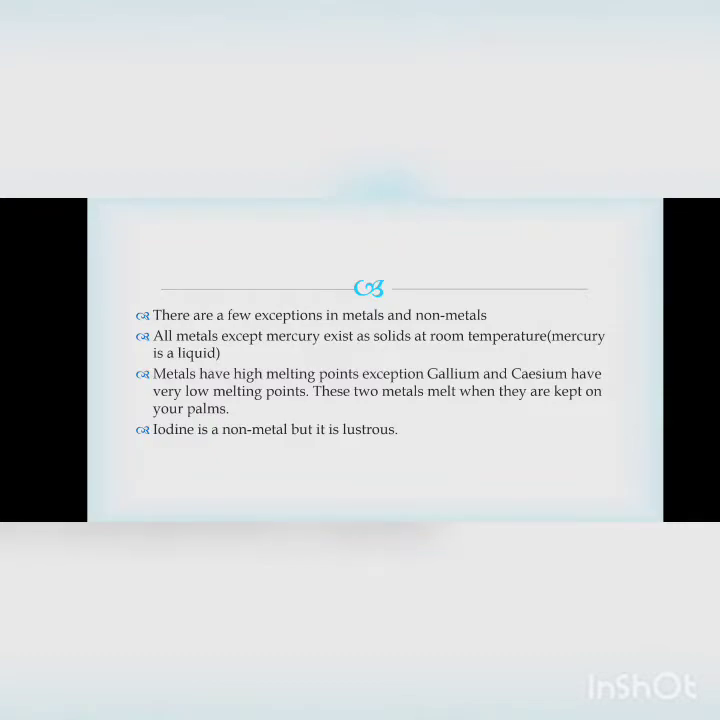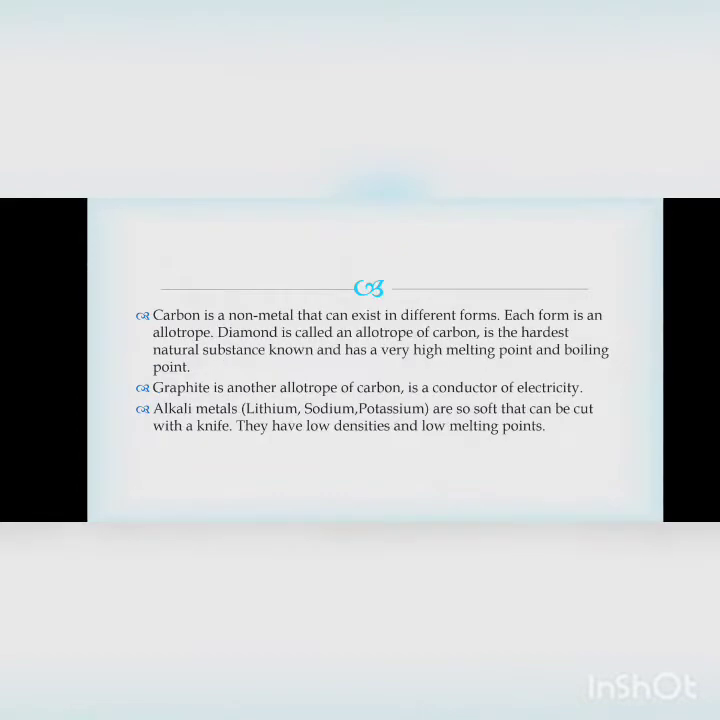यानी हाथ की हथेली में भी अगर हम रख दें तो ये cesium and gallium आराम से melt कर जाते हैं. Iodine is a non-metal but yet it is lustrous.